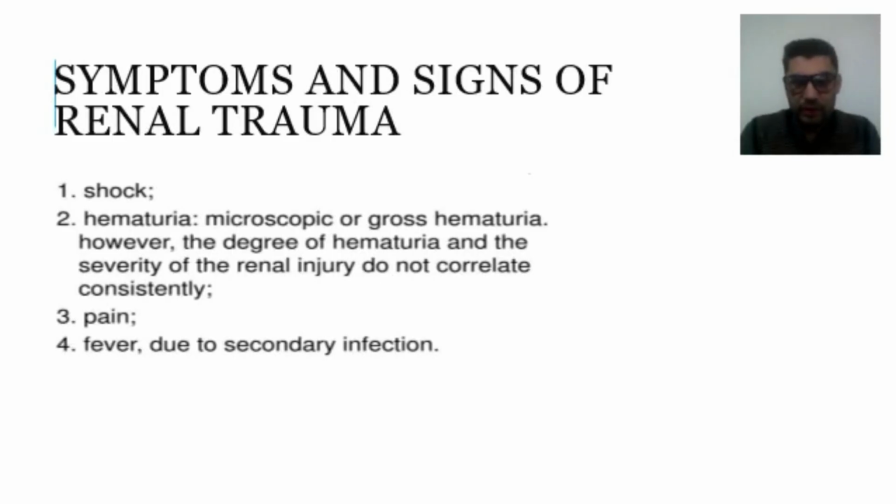Now going toward the symptoms and signs of renal trauma. Common clinical features of renal trauma include flank pain, flank bruising, hematuria, abdominal tenderness, and features of shock in severe injuries. Hematuria may be microscopic or gross. However, the degree of hematuria and the severity of renal injury do not correlate consistently.